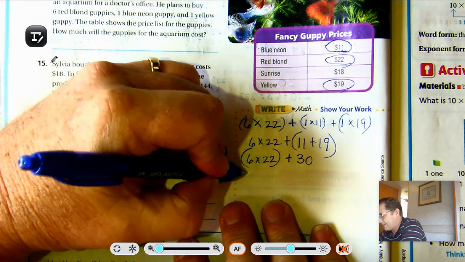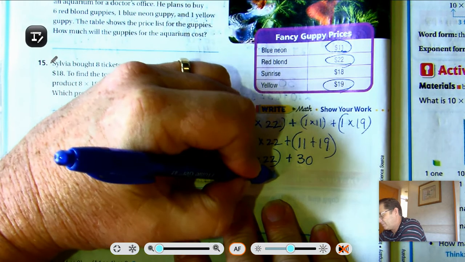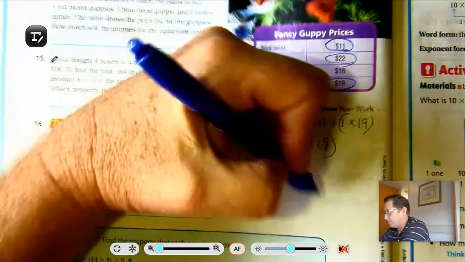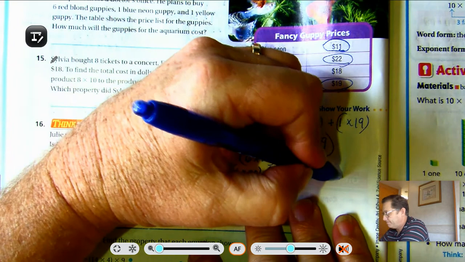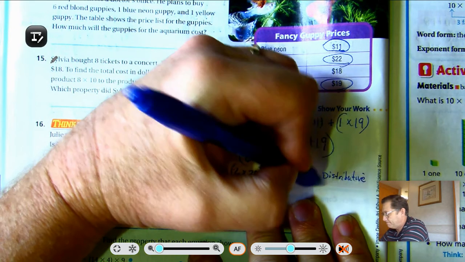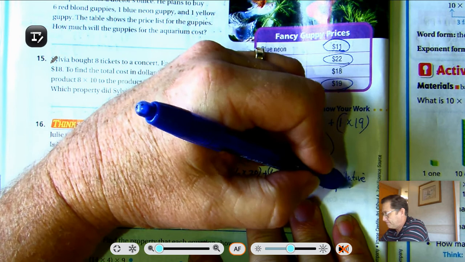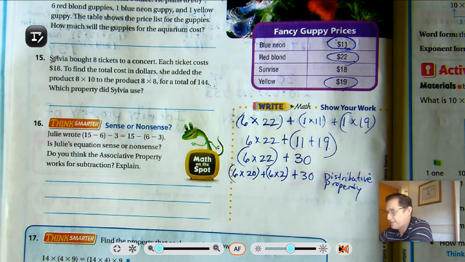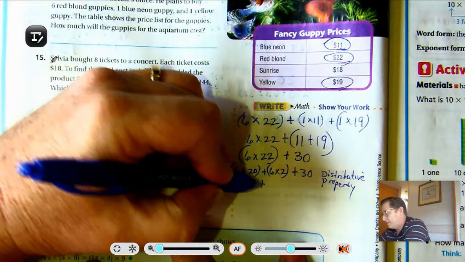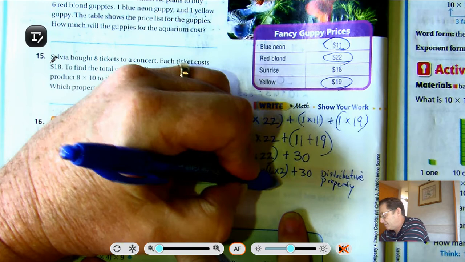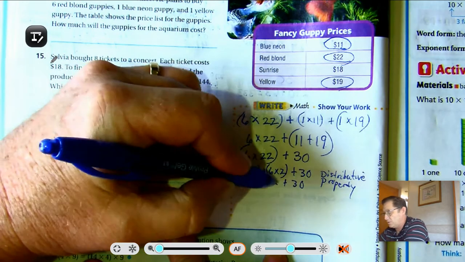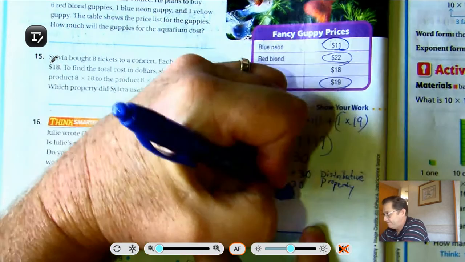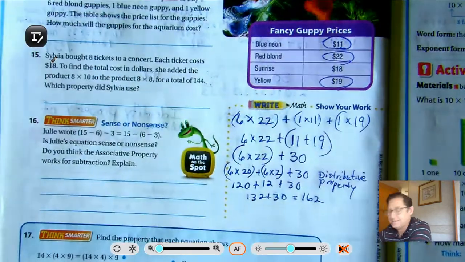Well, let's break up the 22 into 6 times 20 plus 6 times 2 plus 30. What did we use? We're using the distributive property to make 6 times 22 easier to multiply in our head. And 6 sets of 2 tens is 120 plus 6 times 2, which is 12, plus 30. 120 plus 12 is 132 plus 30, $162.